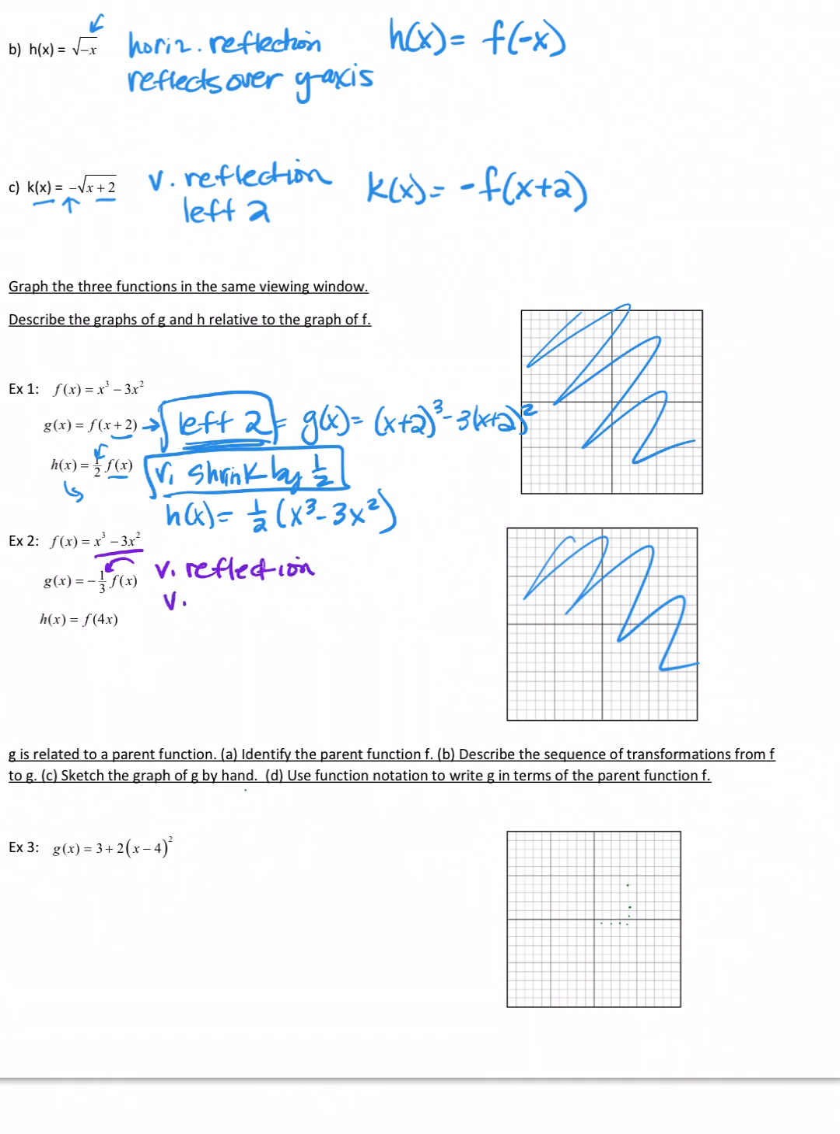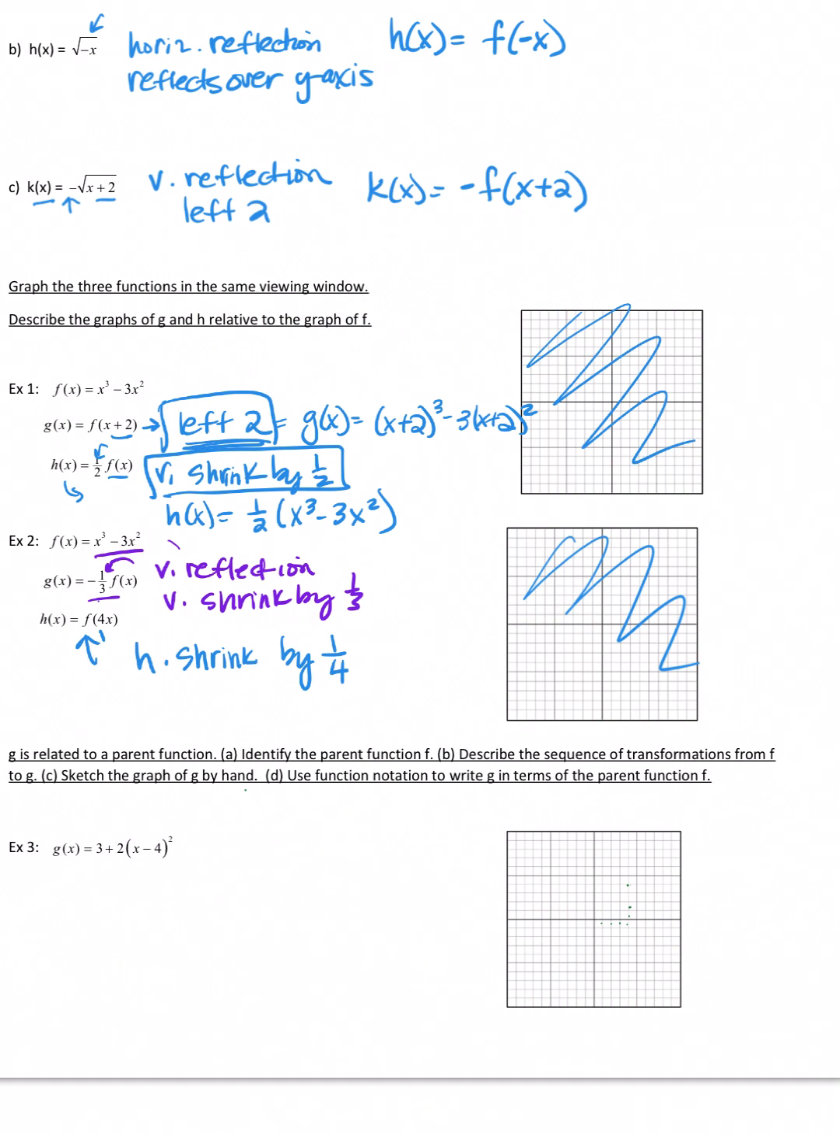The 1/3 is a vertical shrink by 1/3, right? That is what I need you to see: how it's changing the original function, just those two things. Now this one, how's that 4 inside doing it? Well, remember that's horizontal. If it's inside, it's opposite of what you think. If it's a 4, it's actually shrinking by the reciprocal, by 1/4, okay?